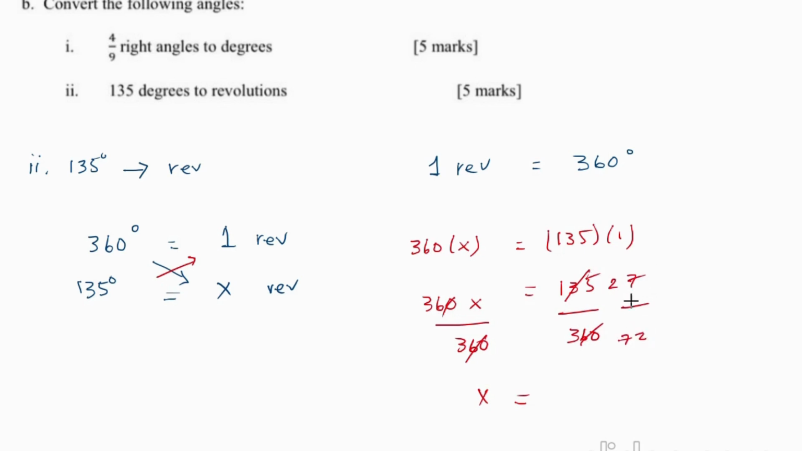And you can reduce this further by 3, so this becomes 9, and this becomes 24. And you can reduce this further by 3. And 3 into 9 is 3, and 3 into 24 is 8. So the answer here is 3/8 revolutions. Okay? That's your answer there.